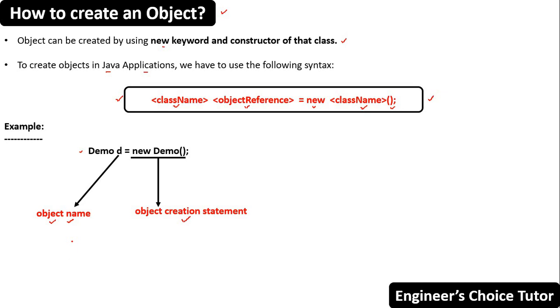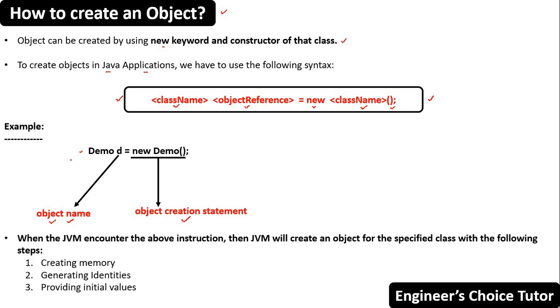So when the JVM encounters this instruction, then the JVM will create an object for the specified class with the following steps. What is the specified class here? Demo. So when the JVM encounters this statement, it will create an object for this Demo class with the following steps: creating memory, generating identities for the object, and then providing initial values to the object. Fine, these three steps will take place. I hope you're clear with this point.